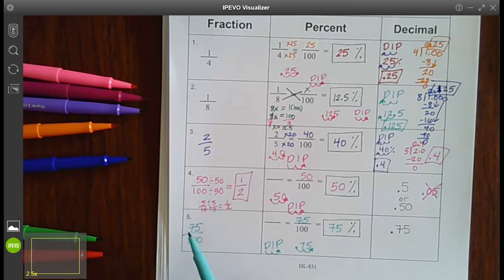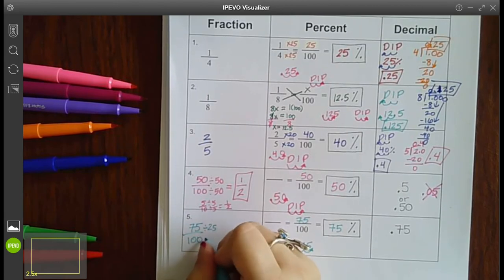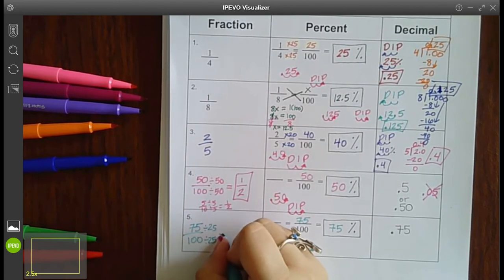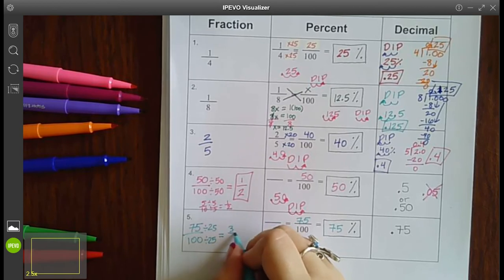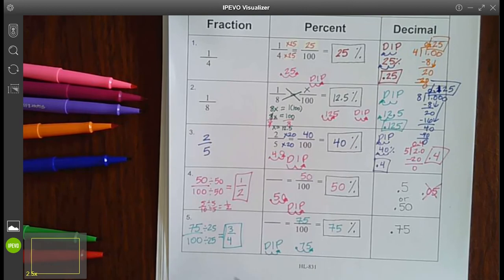Well, quarters can make 75 cents and $1. So I'm going to divide by 25. 75 divided by 25 is 3. 100 divided by 25 is 4. So 3/4 is the same thing as 75% or 0.75.